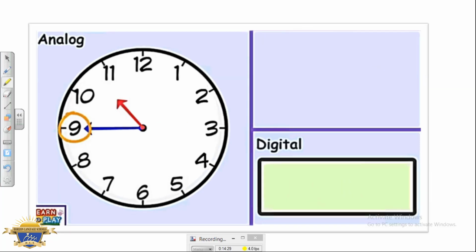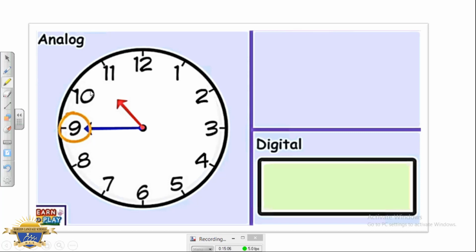Again, first I want to write the digital clock. So I will look at the minutes hand. It's on number 9, so the minutes is going to be 45. Okay? It's easy, the minutes hand is easy. 45 minutes. The hours hand is between 10 and 11.